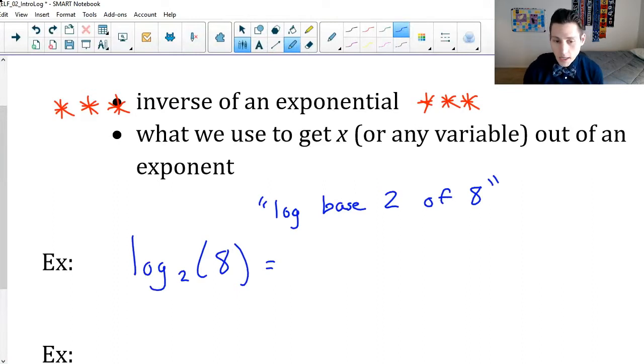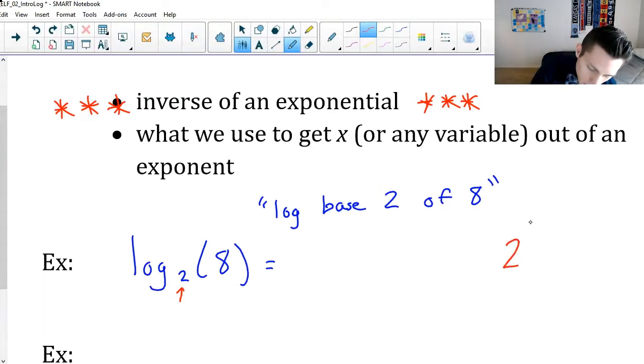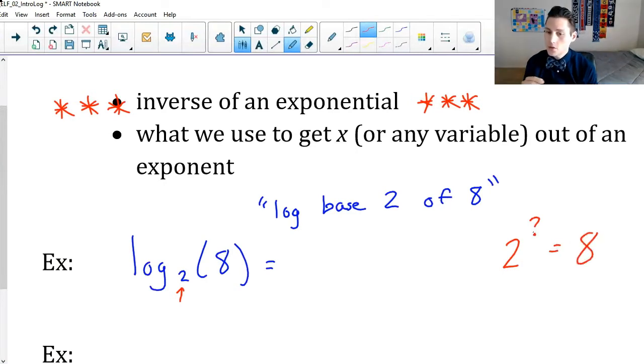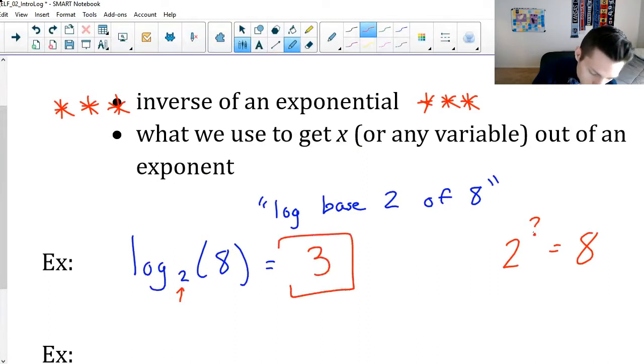So log base 2 of 8 is something that we can do in our heads, because all this is asking is, if we start with the number 2, what exponent would we have to put on top of the 2 in order to get 8? When I look at this, what I'm thinking in my head is, 2 to what power would make 8? Well, being the super smart students that we are, we know that 2 to the 3rd power makes 8.